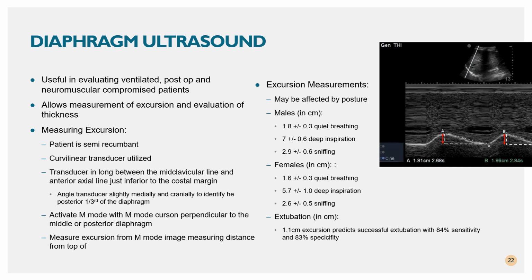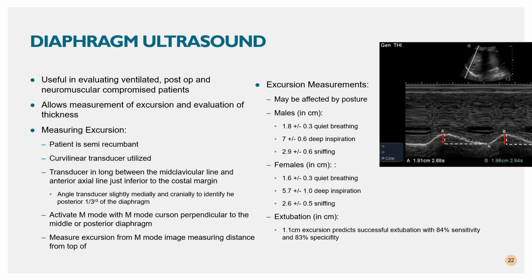Now we're going to take a minute and evaluate diaphragmatic ultrasound. So diaphragmatic ultrasound can be really useful in evaluating ventilated patients, post-op and neuromuscular compromised patients. It can help a practitioner really decide on the safety of extubating a patient and make some of those decisions more confidently. So when looking at diaphragmatic excursion, the patient is going to be in a semi-recumbent position.